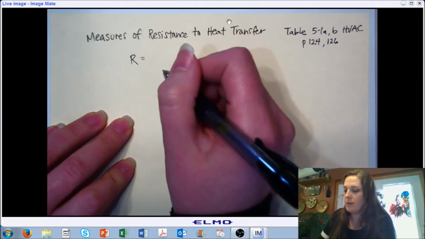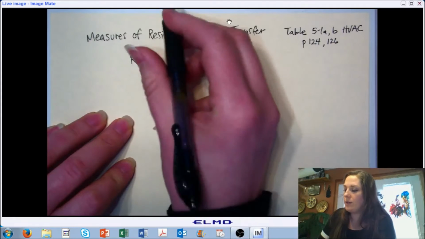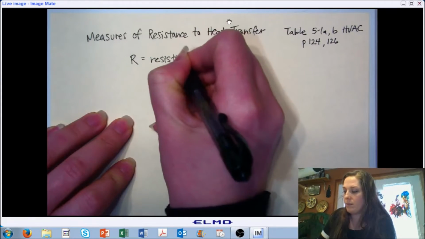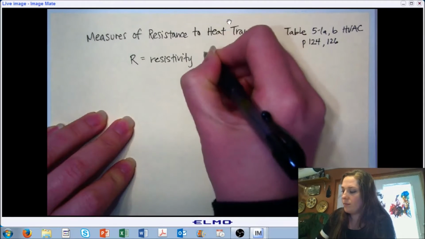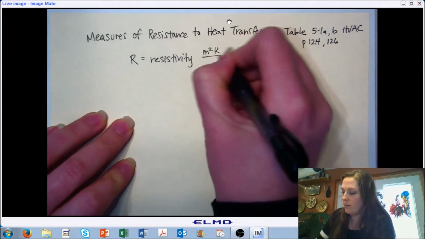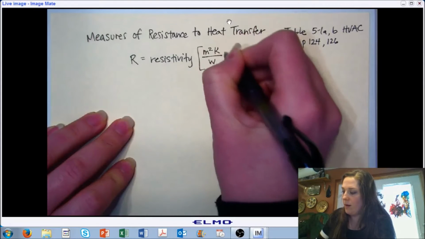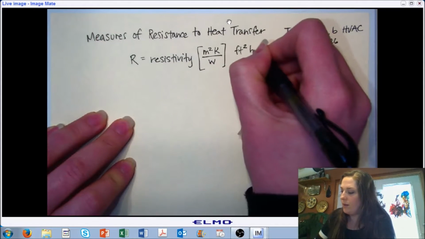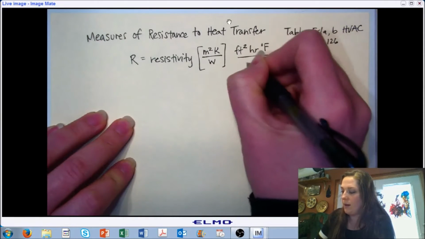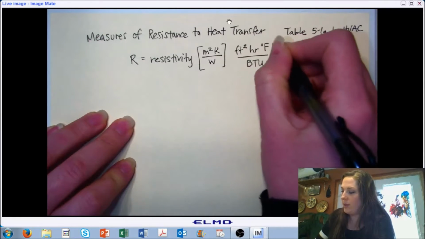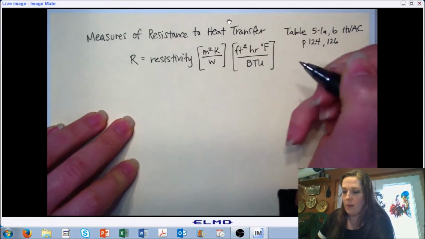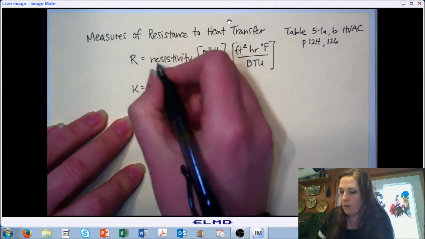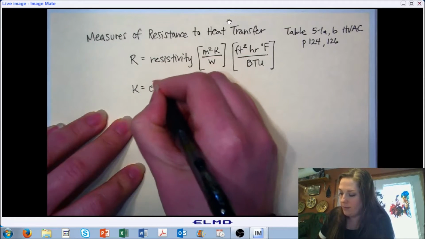All right, so values that we have to represent material properties with respect to their resistance to heat transfer. So R is resistivity. Units, meters squared Kelvin per watt, or foot squared hour, degrees Fahrenheit per BTU. K is called conductivity.